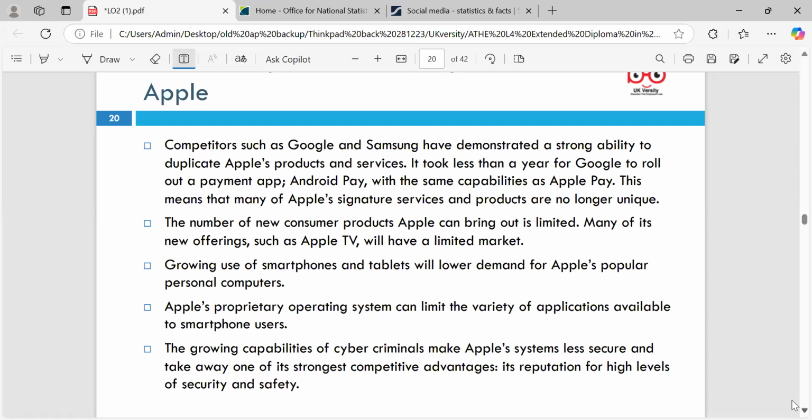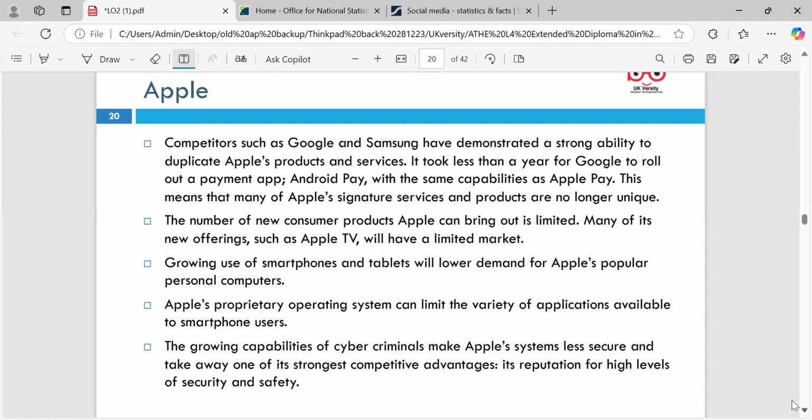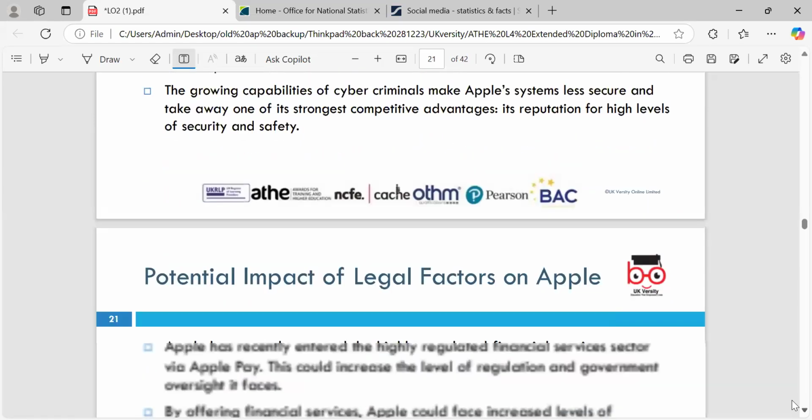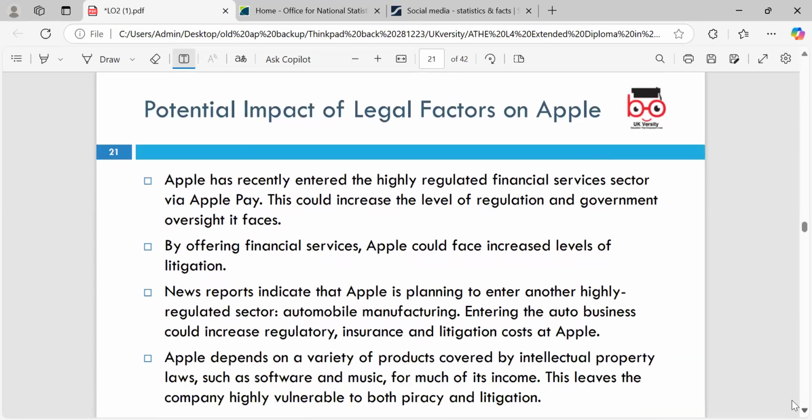Proprietary operating systems can be a factor. We can look around the growing capability of cyber criminals to make the Apple system less secure, so we have to look at how Apple is responding to all these threats, and the potential impact of the legal factor on Apple. Recently Apple has entered the highly regulated financial services sector, and Apple could face an increased level of litigation.